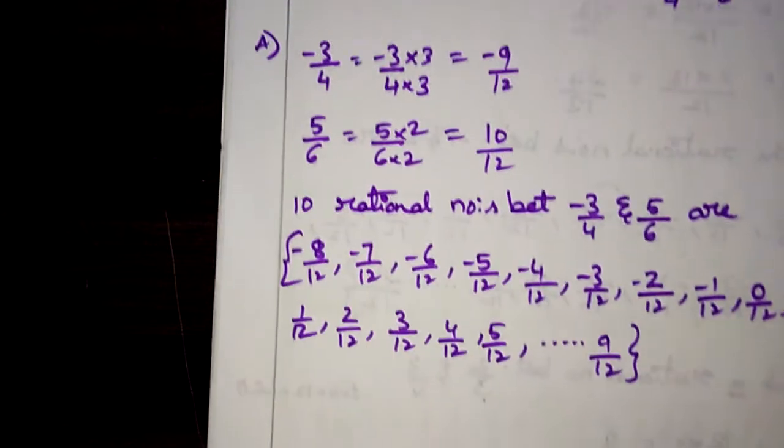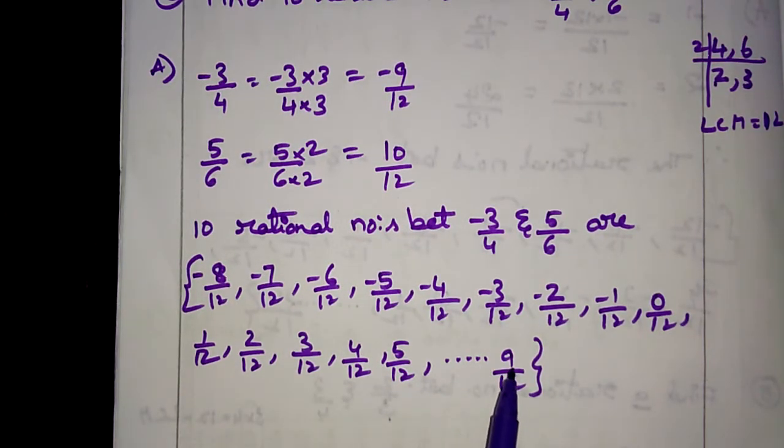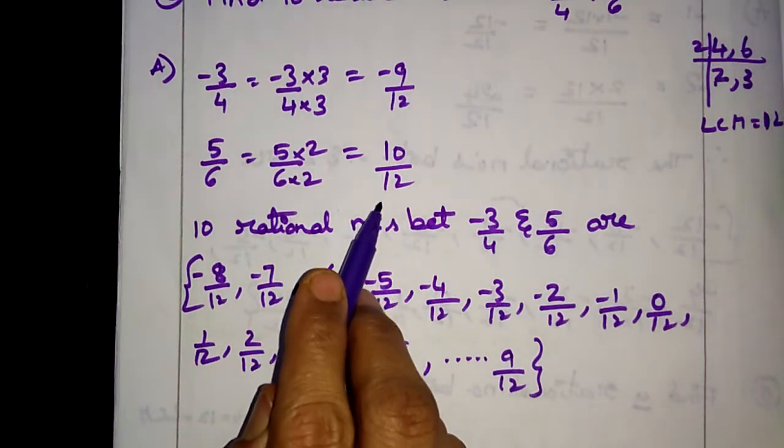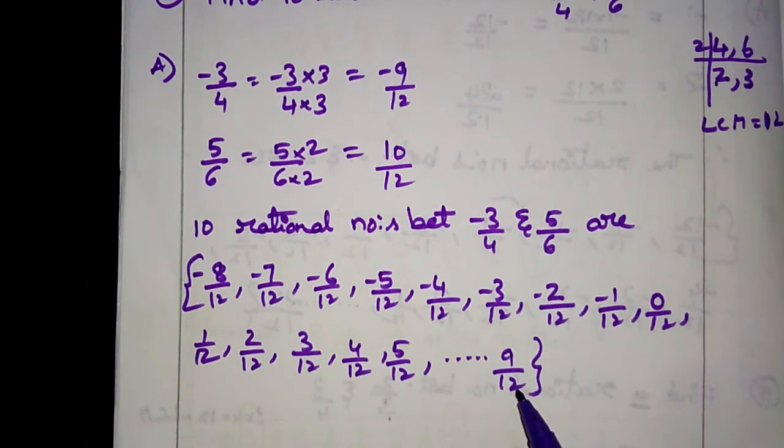If you got 10, you can leave it here and write like this. So on. Before this number you have to write. No need to write 10 by 12. So it should be 9 by 12. Okay, children?